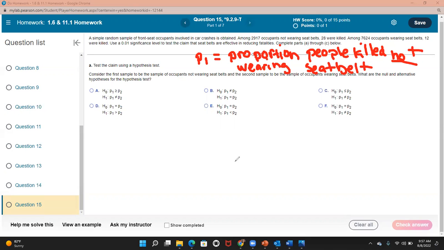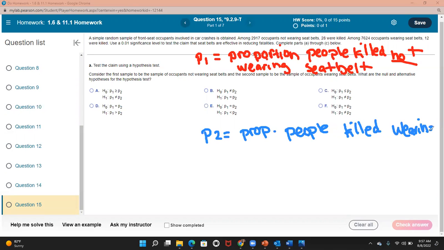And then they say, again, the second sample to be the sample of occupants wearing a seatbelt. So that means p2 would be the proportion of people killed, and I know these problems are sometimes very depressing, but it's the proportion of people killed wearing a seatbelt. That can just be difficult to get down. So I recommend, especially for these problems where there's two proportions, or in terms of the next section, two means, that we clearly label what we're talking about so that we can correctly get the alternative hypothesis.